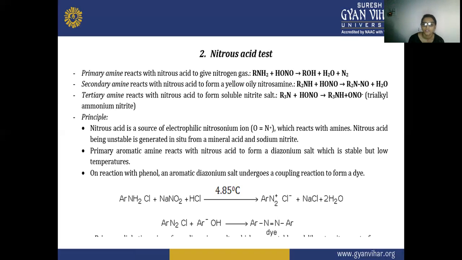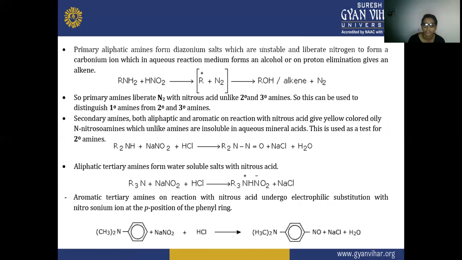And after that, on reaction with phenol, a coupling reaction occurs. So here you can see this is a coupling reaction which is occurring and they are forming a dye. This is the formation of the diazonium salt, and again there is a coupling reaction happening and a dye is forming. So this is your nitrous acid test.